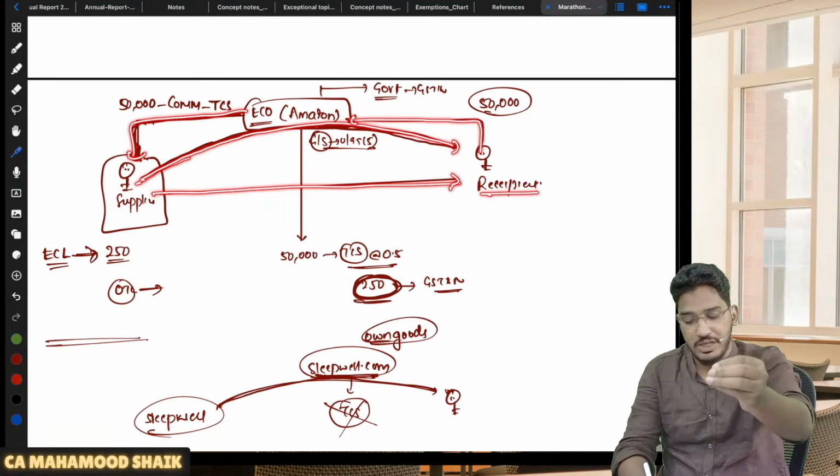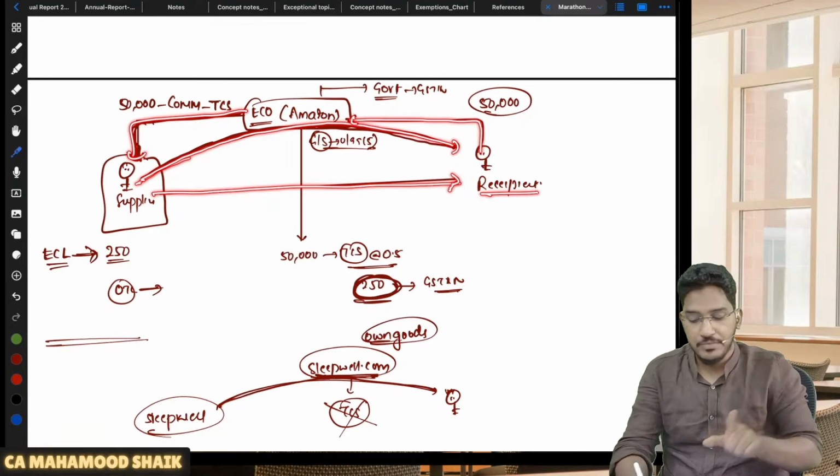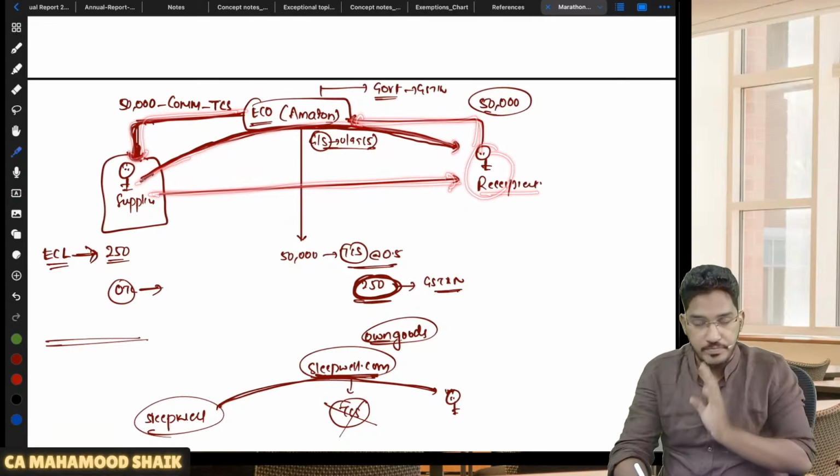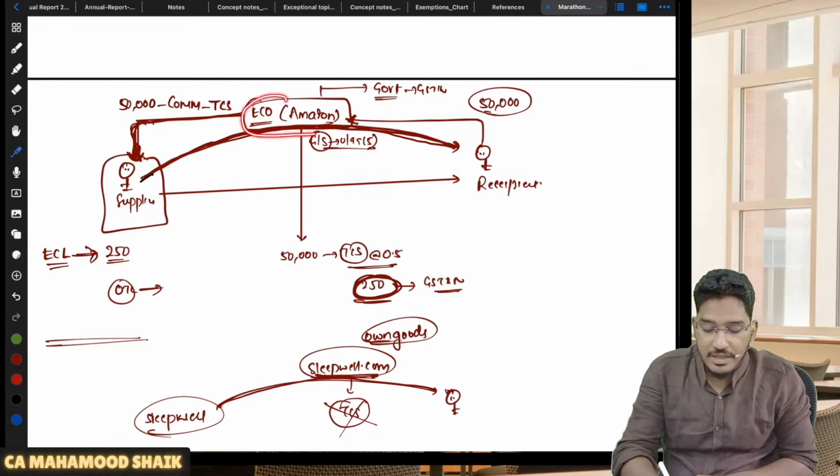Today, if you are going to Amazon and placing an order, in the backend this is happening. You are a recipient, you are placing an order on Amazon. Amazon will forward that order to the supplier. The supplier will directly dispatch the goods to you. And even the consideration will be collected by the e-commerce operator. Let us say you are purchasing a mobile phone worth 50,000 rupees. This 50,000 rupees will be collected by the e-commerce operator.